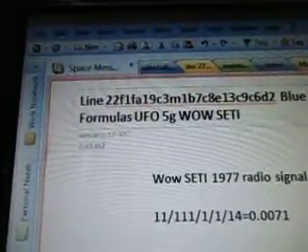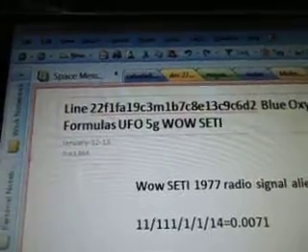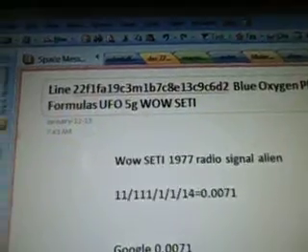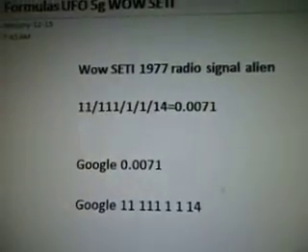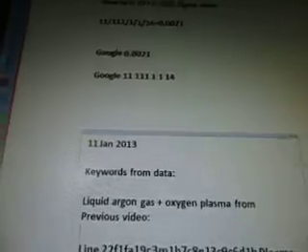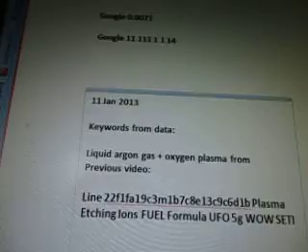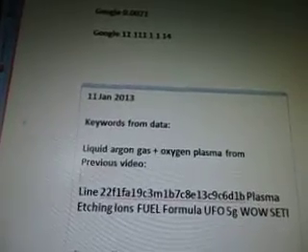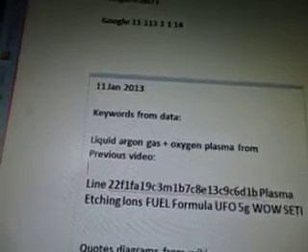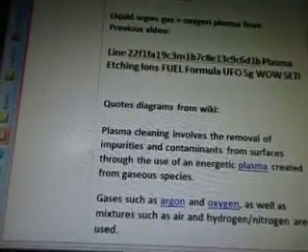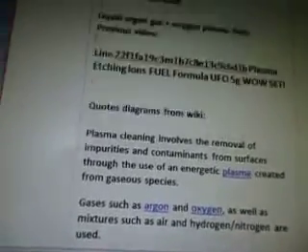So this is line 22f1fa19c3m1b7c8e13c9c6d2. Blue oxygen, plasma, photons, formulas, UFO 5G Wow Seti. Here's our alien radio signal, and this video is a keyword research for fuel, plasma formulas, liquid argon gas, blue oxygen plasma, photon transport, quadrupole magnetic forces, and alien technology from WOW. I'll be Googling hemocyanin metals in the next video. January 11, 2013. Keywords from the data: liquid argon gas and oxygen plasma are from a previous video.